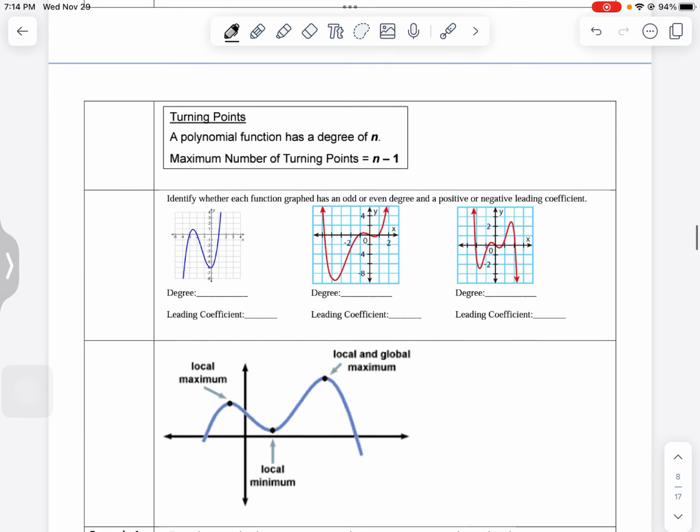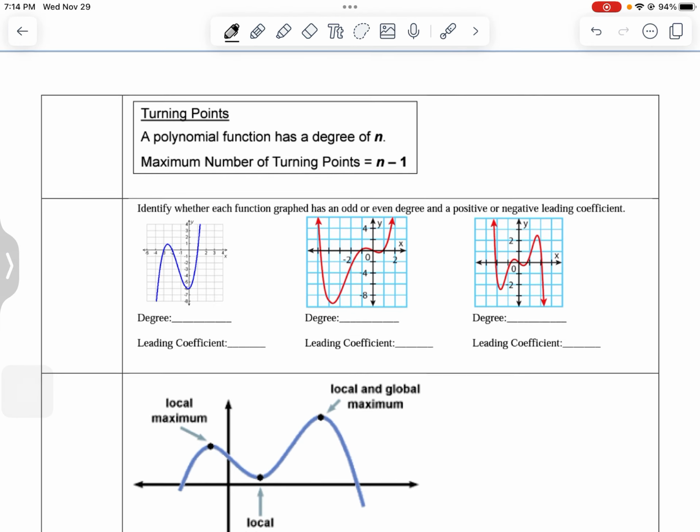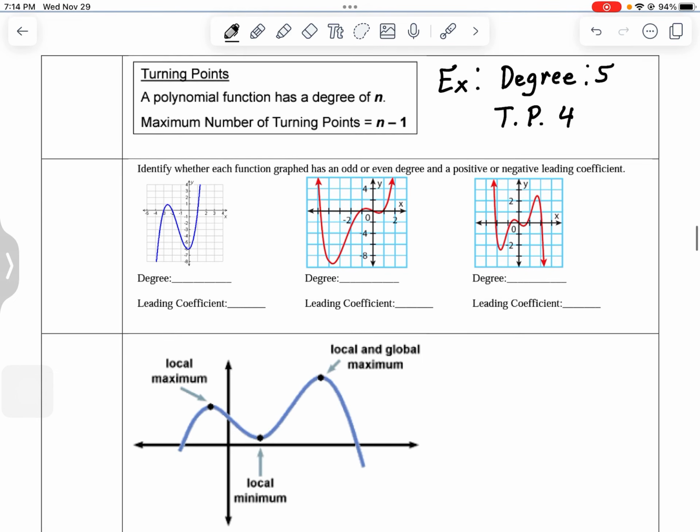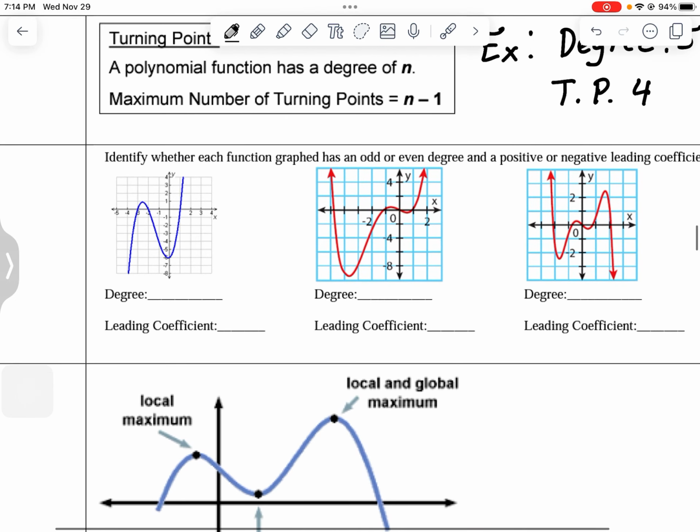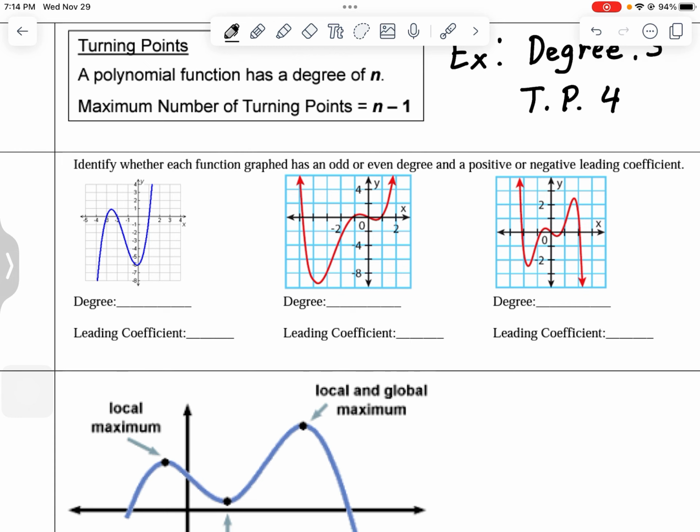Okay. Next thing we're going to talk about is turning points. A polynomial function has a degree of n where the maximum number of turning points is n minus 1. So for example, if the degree is 5, then the turning points would have to be 4, 1 less than that. So identify whether each function graphed has an odd or even degree and a positive or negative leading coefficient.